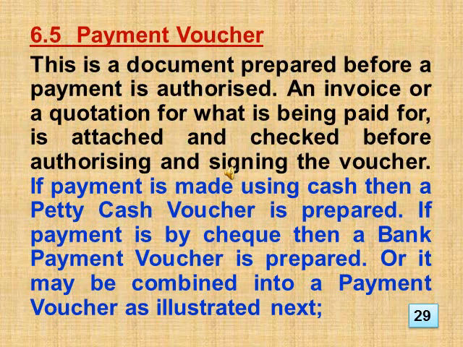Section 6.5. Payment voucher. This is a document prepared before a payment is authorized. An invoice or a quotation for what is being paid for is attached and checked before authorizing and signing the voucher. If payment is made using cash, then a petty cash voucher is prepared. If payment is by check, then a bank payment voucher is prepared. Or it may be combined into a payment voucher as illustrated next.